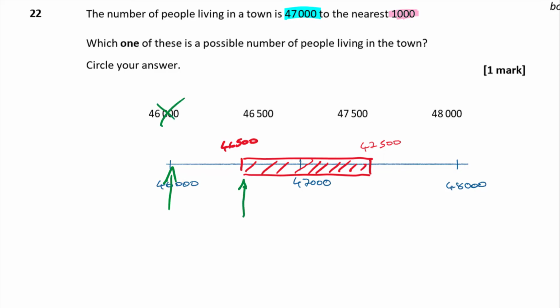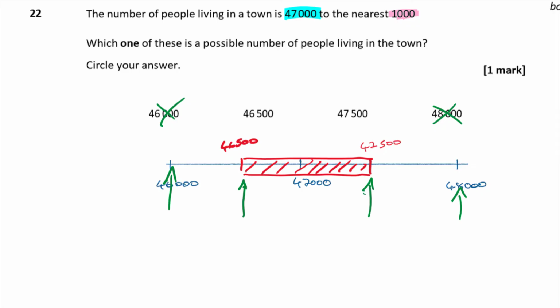46,500, ooh, that's right on the cusp. Let's come back to that one. 47,500, ooh, that's right on the cusp. Let's come back to that one. 48,000, that one is well out. Okay, so we're definitely going to rule out those two. Now, which one is in the zone?